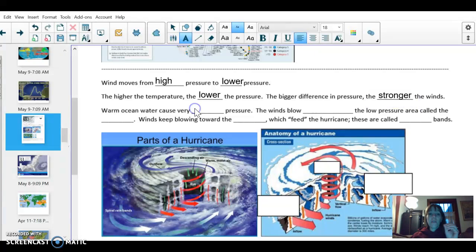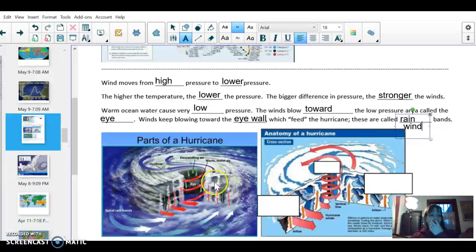If I have very, very warm ocean water, 80 degrees or warmer, that's going to cause very low pressure. The winds always will blow toward, not away from, the low pressure area. The low pressure area of the storm is called the eye, and in that area there'd be very little wind and very little rain. Winds will keep blowing toward the eye and eventually hit the eye wall. Then those winds continue to feed the hurricane, and those winds on the outer part are called rain bands. Sometimes they're called wind bands, and sometimes they're called bands of wind or bands of rain.